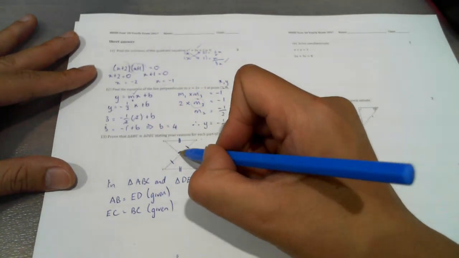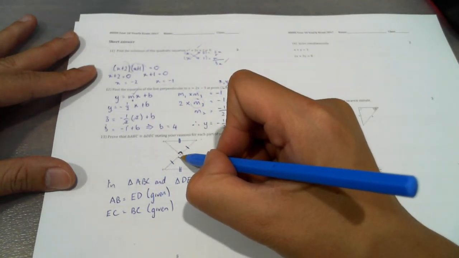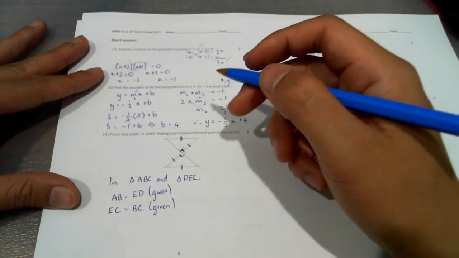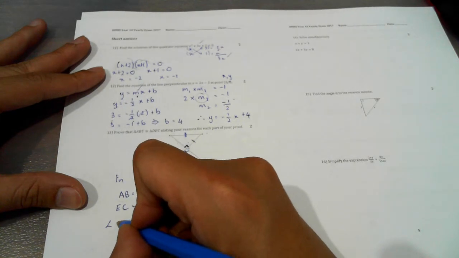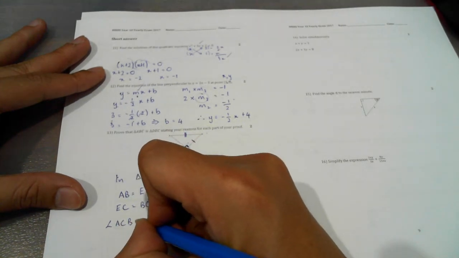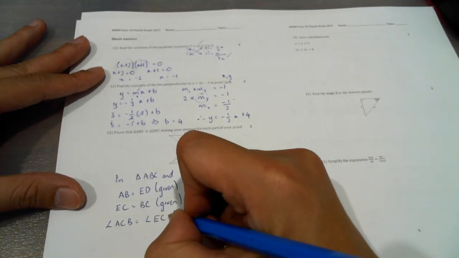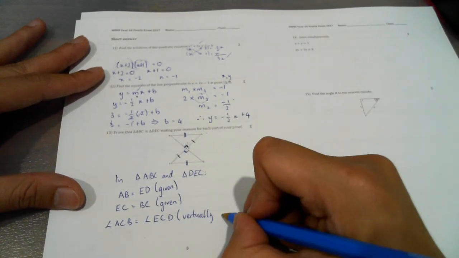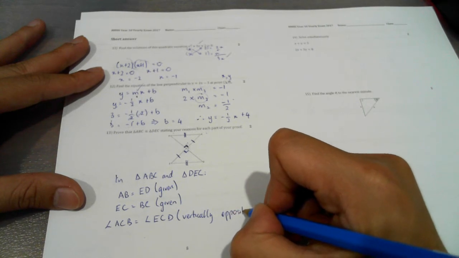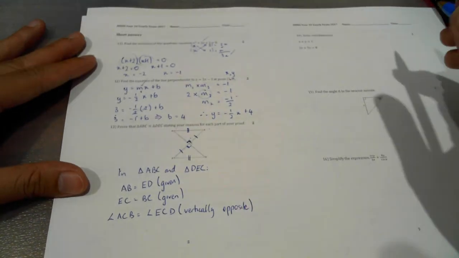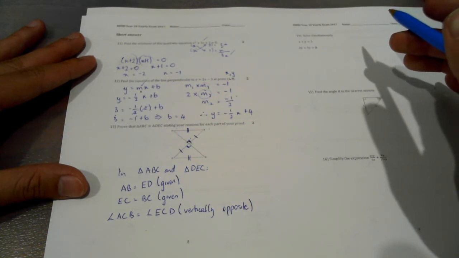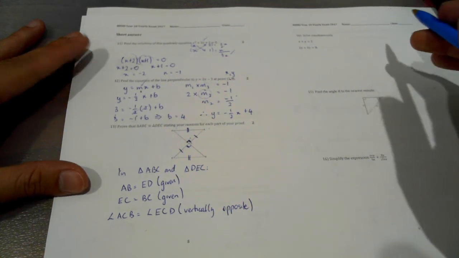What else can we see? Well, I know this is 90, then I know this has to be 90 as well. It's a mirror reflection. They're called vertically opposite angles. Angle ACB equals angle ECD. The reason is vertically opposite. Now I've proven both of the triangles are the same.